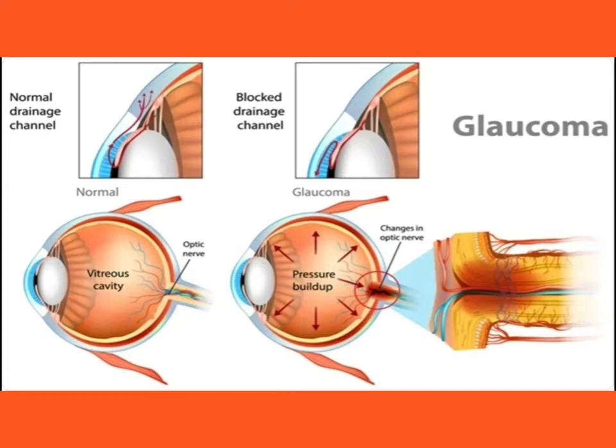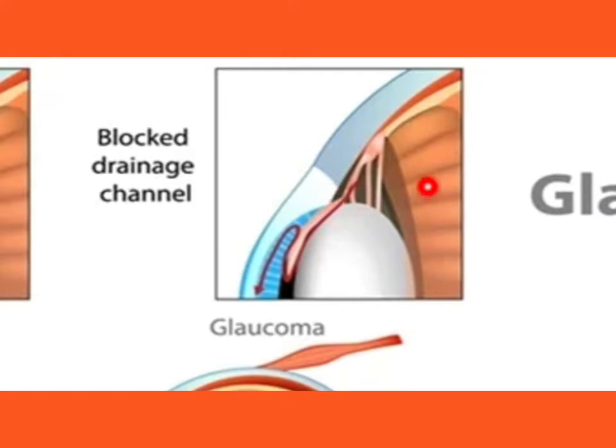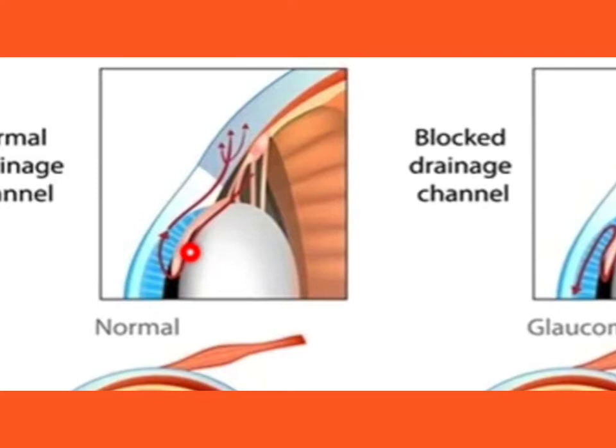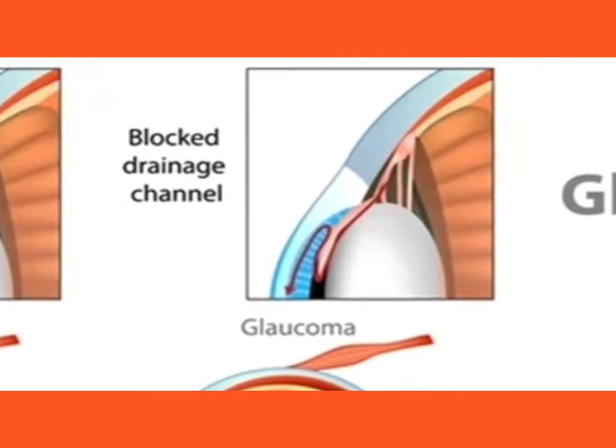If there is any obstruction in the trabecular meshwork, as in this picture, you can see the blocked drainage channel. The aqueous humor is produced from here and comes through here, but it should flow to the trabecular meshwork area. In this picture you can see the aqueous being drained out from the trabecular meshwork, but due to some reason or condition, the trabecular meshwork is blocked, so the aqueous is not able to drain out properly, which leads to storage of the aqueous humor, which leads to elevation of the IOP.